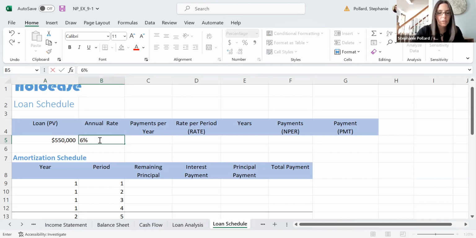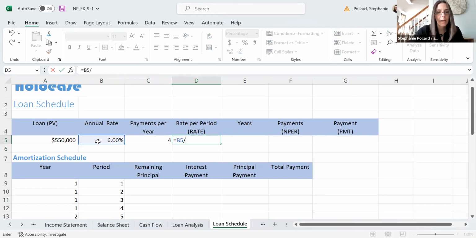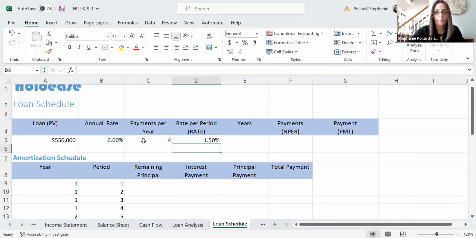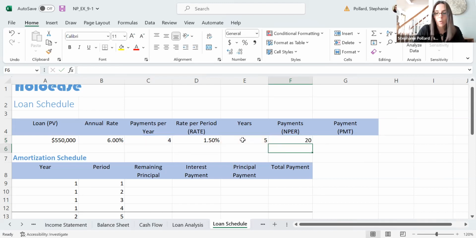Our rate is still going to be 6%. We're doing quarterly, so we're still going to do 4 payments per year. My rate per period is still going to be the 6% divided by 4. And we're still going to do 5 years. Our number of payments, we said, was going to be 4 times 5 for 20 total payments.